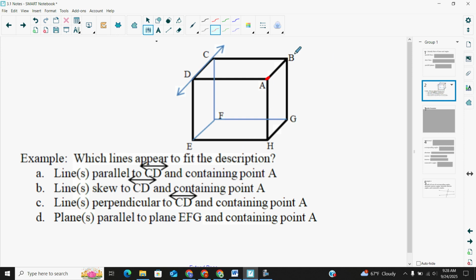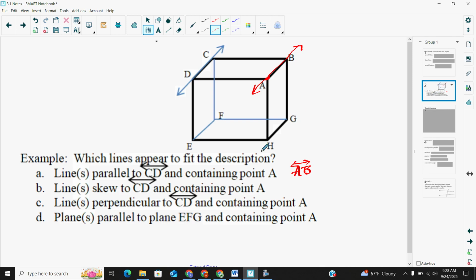AB, line AB does, though. If I were to draw a line through AB, it would look like that. Notice those lines are parallel, and they both lie on this plane, the top of our box there. So line AB does. And notice that's the only one that does.